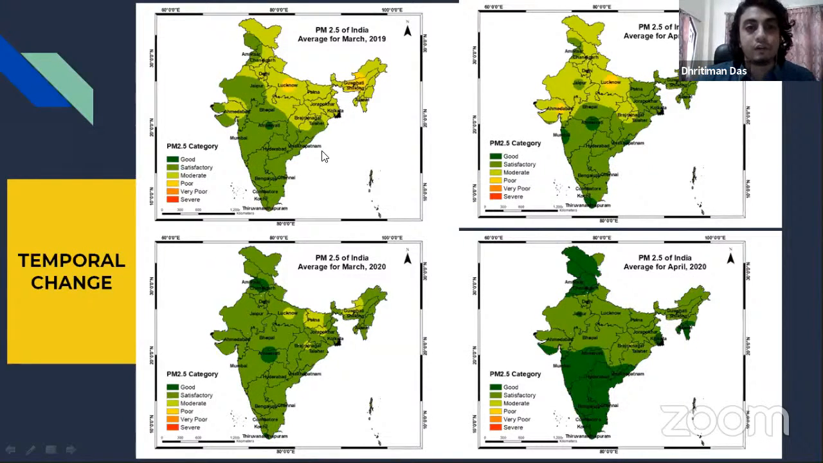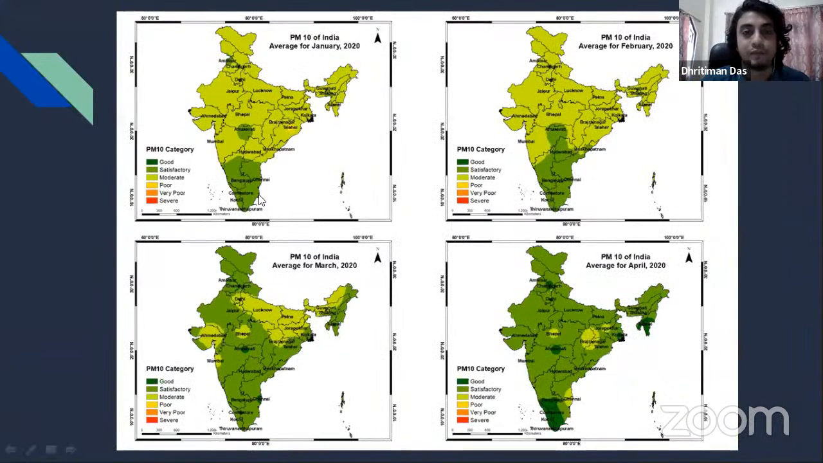This is a map to compare the two different years of the same months, March and April, 2019 and 2020. Here also you can see, especially in the month of April, it's quite different. The scenario is quite different this year. It's evident from the maps themselves that the lockdown has had a great effect on the environment. This is a map of particulate matter of the size of 10 micrometers.